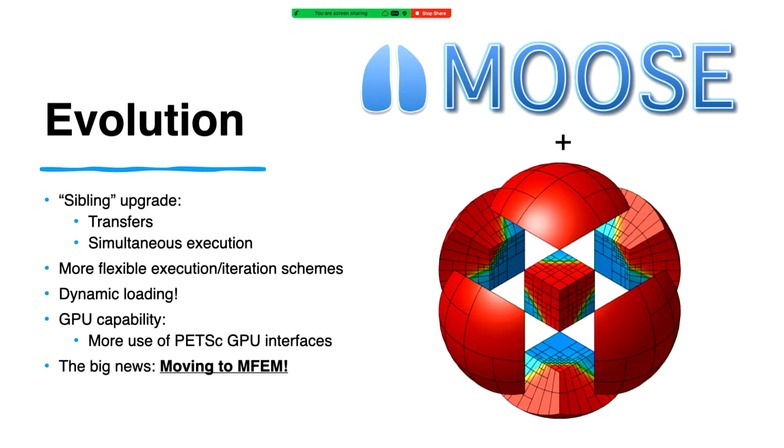And then the big news, hot off the presses, is that Moose is going to be moving to MFEM going forward. So we're going to be transitioning away from libMesh, which has been our finite element library since the beginning, and join forces with the guys from Livermore on MFEM. So that's what I had today. Thanks for listening.